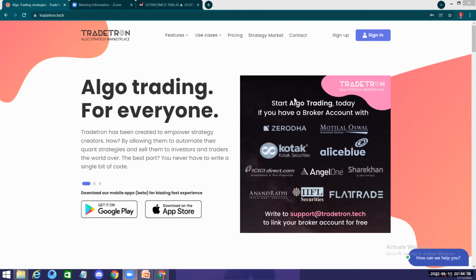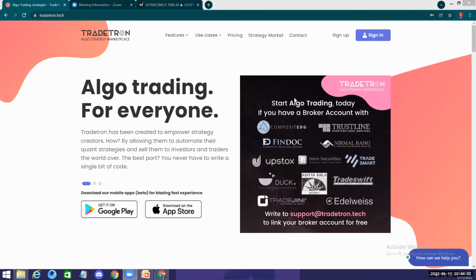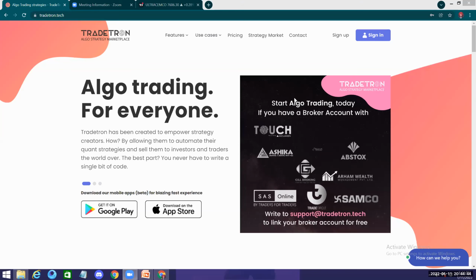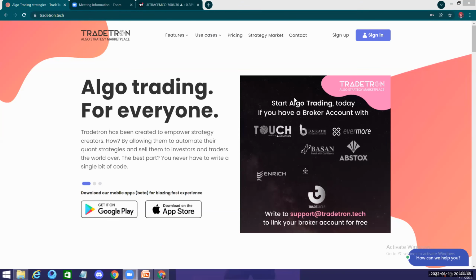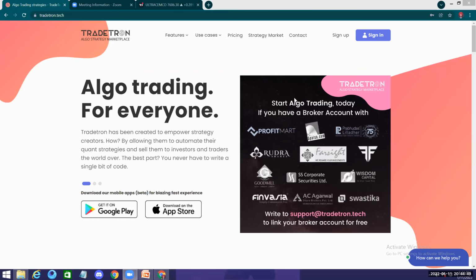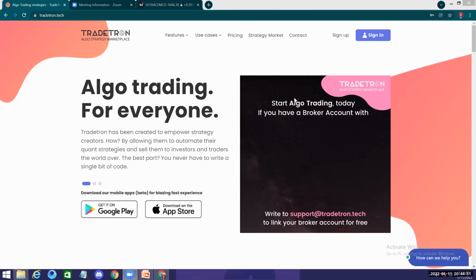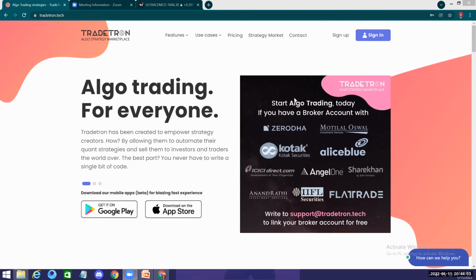I'm looking at when Edelweiss will come into it, because I have a big account in Edelweiss and I do a lot of trading there. And it's a zero brokerage account. So if Edelweiss comes into it, I will join. The Edelweiss name has been shown on this slide, but it is not a stable one. Trust me, it's not a stable one.